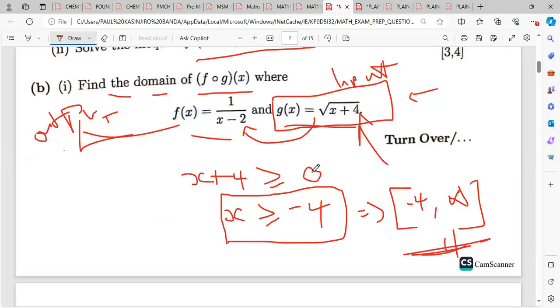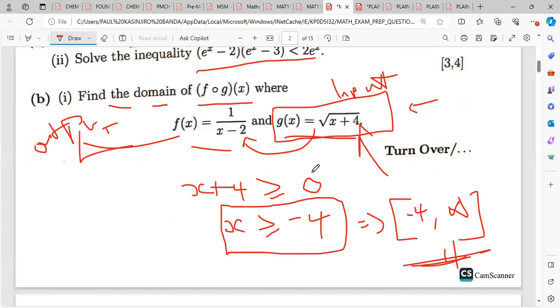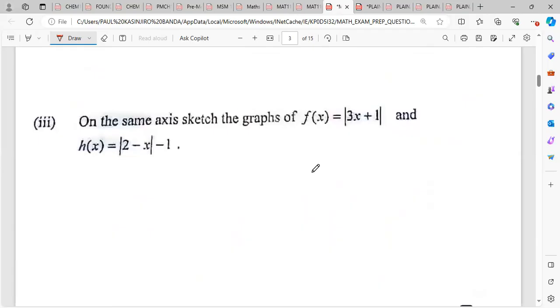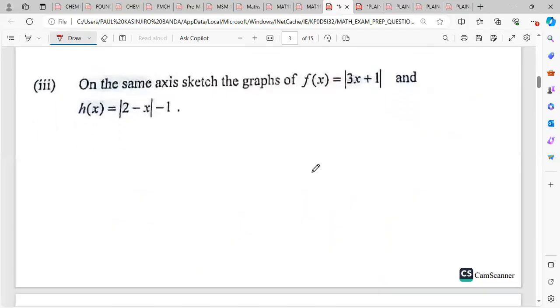All right, so we've done that question. We can move to the next one. What is this question saying? They're saying on the same axis, sketch the graphs of f of x and h of x. The first graph is very simple to graph, because that's just a linear function in modulus.